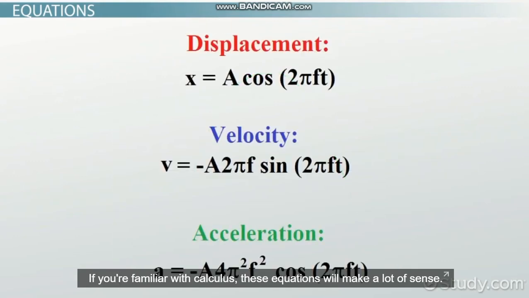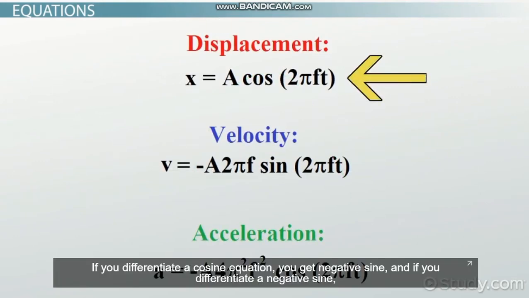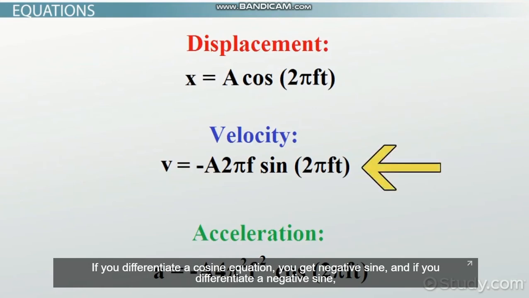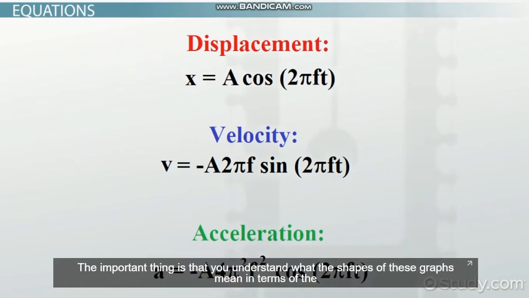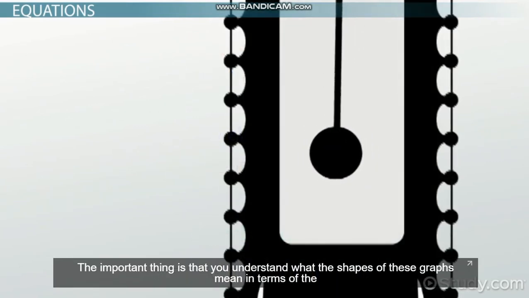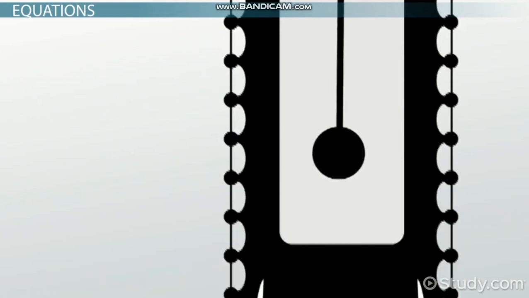If you're familiar with calculus, these equations will make a lot of sense. If you differentiate a cosine equation, you get a negative sine. And if you differentiate a negative sine, you get a negative cosine. If you don't know calculus, there's no need to worry. The important thing is that you understand what the shapes of these graphs mean in terms of the pendulum itself.